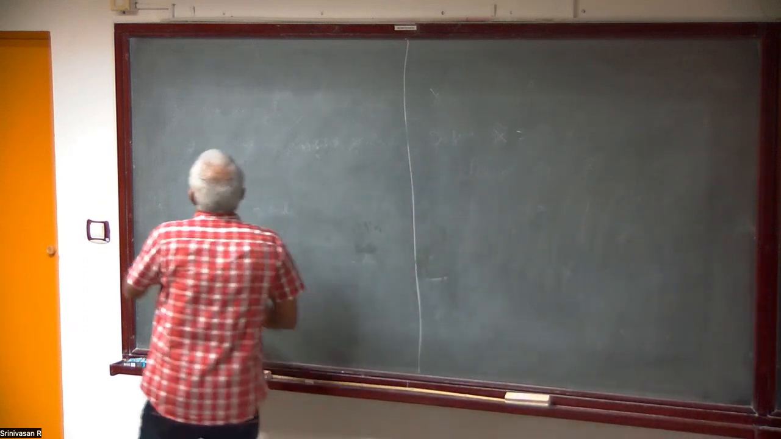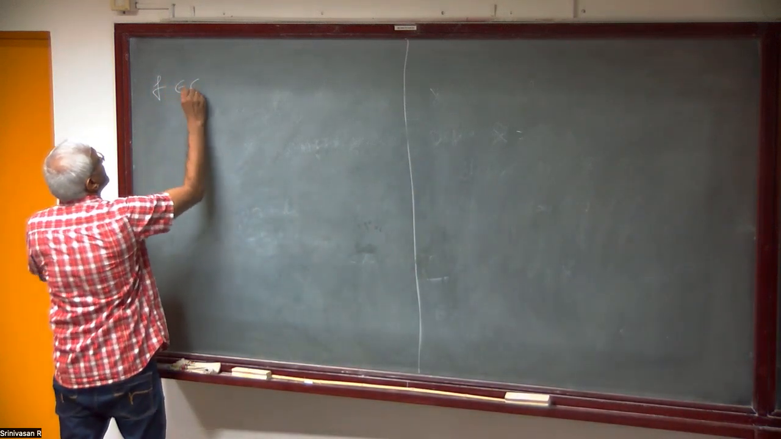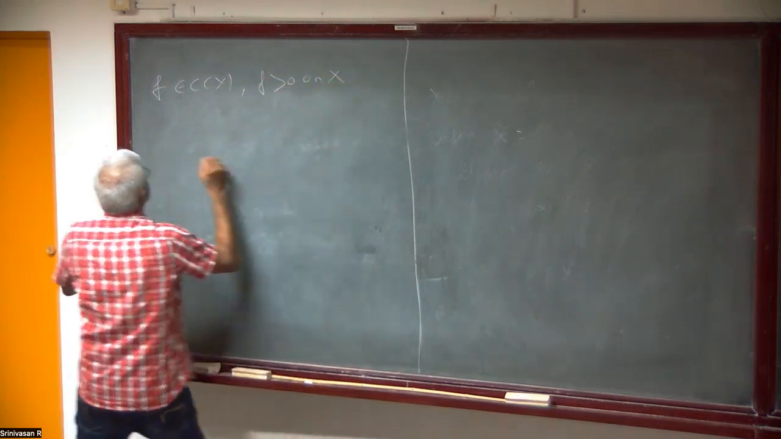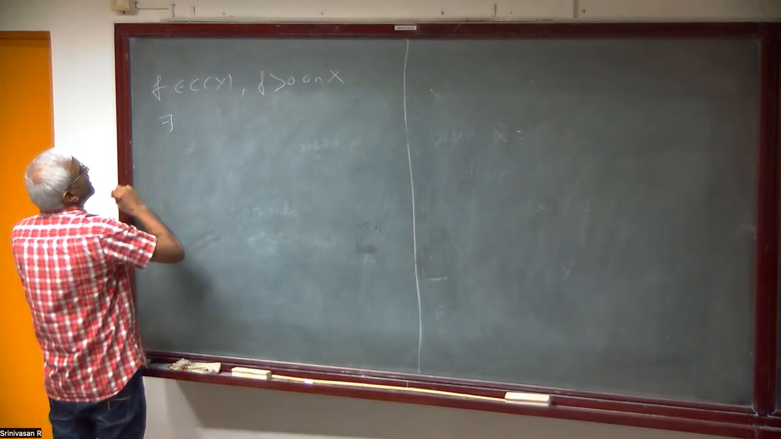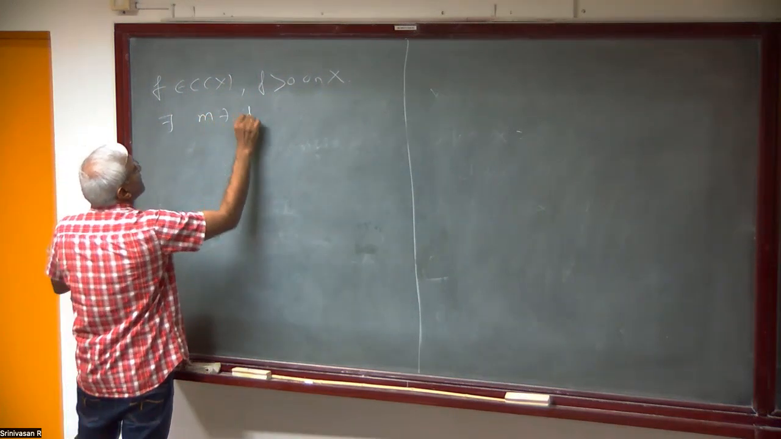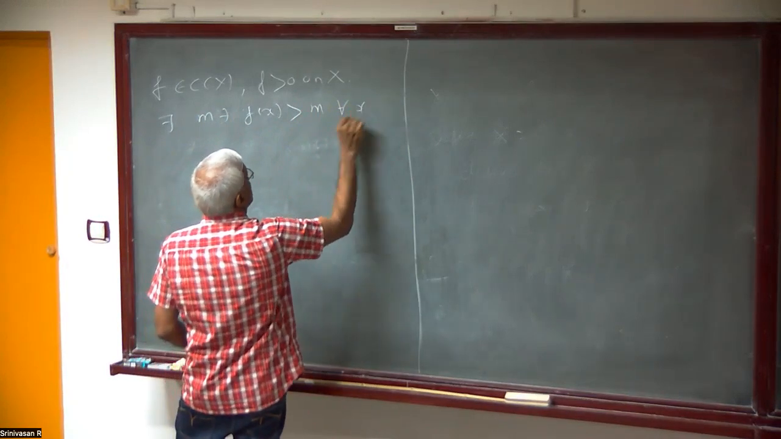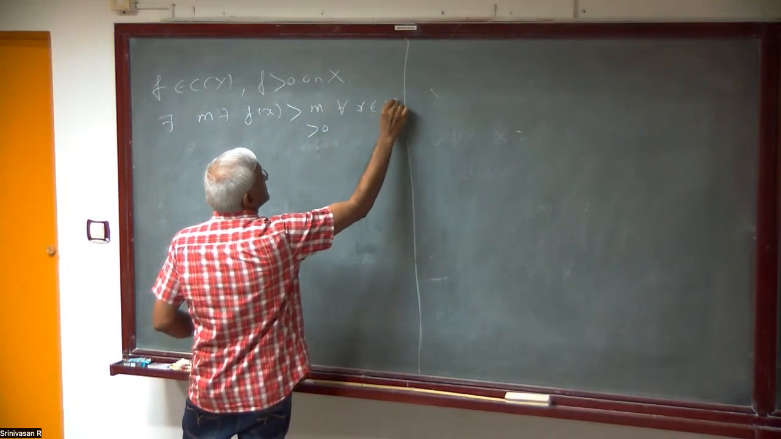So f in C of X, and f is strictly greater than 0 on X. Okay? So there exists an m such that f of x is greater than m for all x, and m is greater than 0 for all x in X.